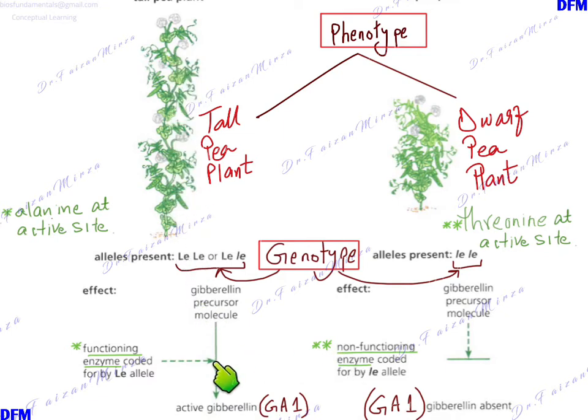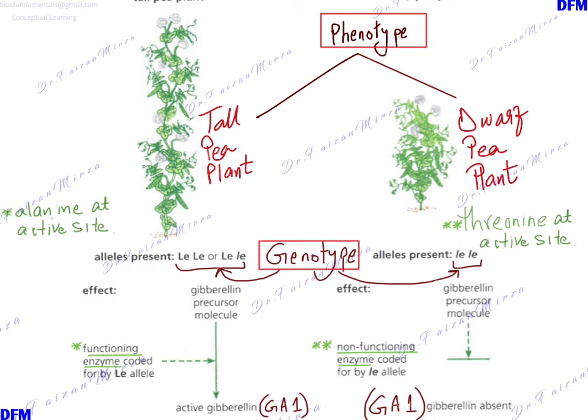Now, what is the difference between the functional and the non-functional enzyme? The functional enzyme is coded by a dominant allele, LE. We abbreviate it with a capital L and E. And the recessive allele, which is small le, codes for a non-functioning enzyme. Now, the recessive allele ends up putting threonine amino acid at the active site, whereas the dominant allele puts alanine at the active site. This is a single amino acid change.